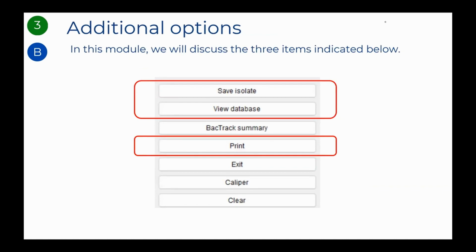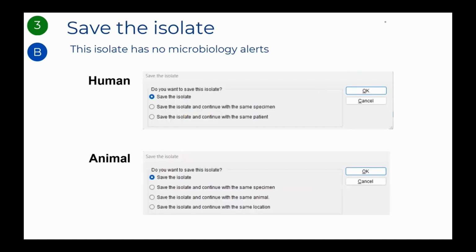On the data entry screen, you will see several options in the upper right. In this module, we will discuss Save Isolate, View Database, and Print. After you have entered the information for the isolate, you click on Save Isolate to save the result to the database. The options are slightly different depending on whether you are saving results for a sample of human, animal, food, or environmental origin. For example, if you have a human sample, you are given 3 options: save the isolate, save the isolate and continue with the same specimen, and save the isolate and continue with the same patient.